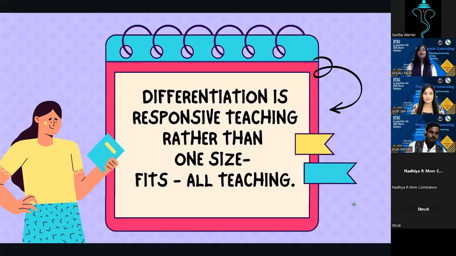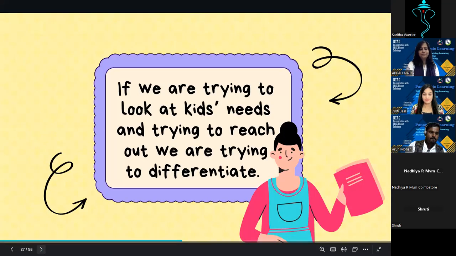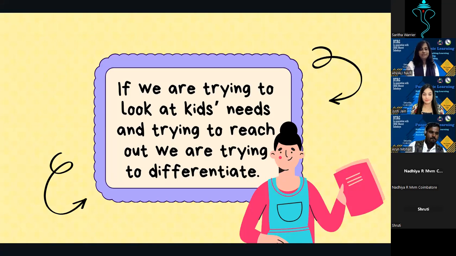So participants, differentiation is responsive teaching rather than one-size-fits-all teaching. We explain the content, and we expect each and every child to understand that through one way. So that is not differentiation. It is responsive teaching. We have to respond to the needs of children. If we are trying to look at kids' needs and trying to reach out, we are trying to differentiate. So if you're catering to the needs of each and every child in class, then you are differentiating.